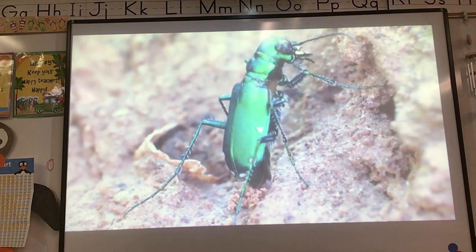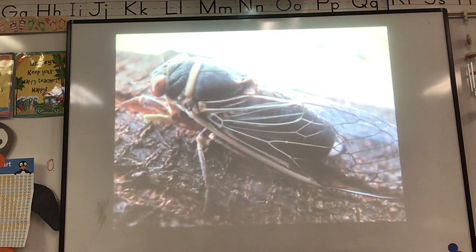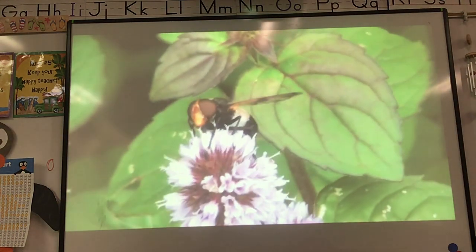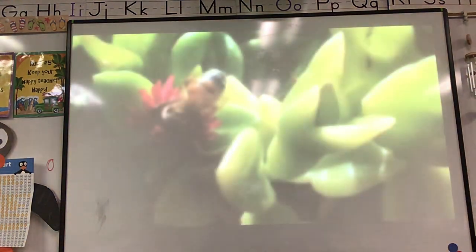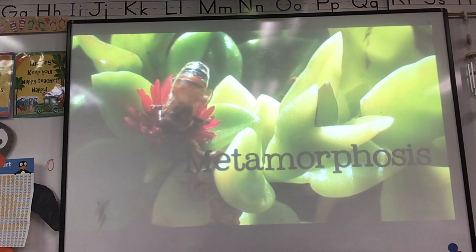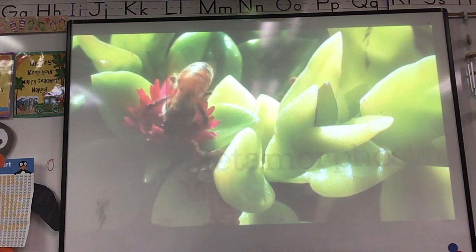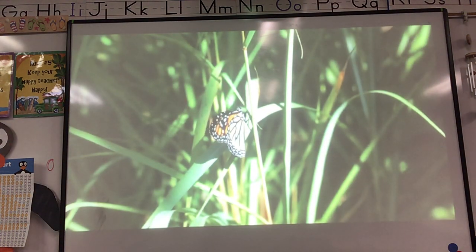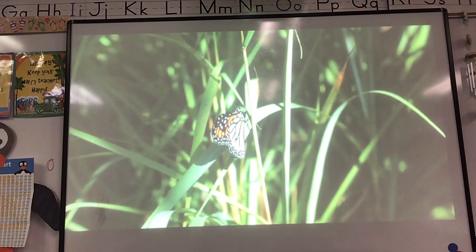Insects hatch from eggs, and although some insects hatch as basically small versions of the adults of their species, others go through an incredible change before adulthood. It is called metamorphosis, from a word meaning to transform. The most famous example of metamorphosis in insects is the butterfly.